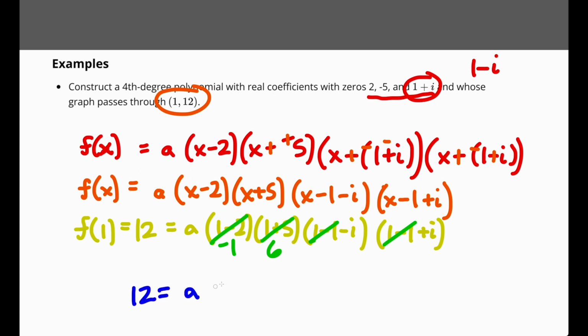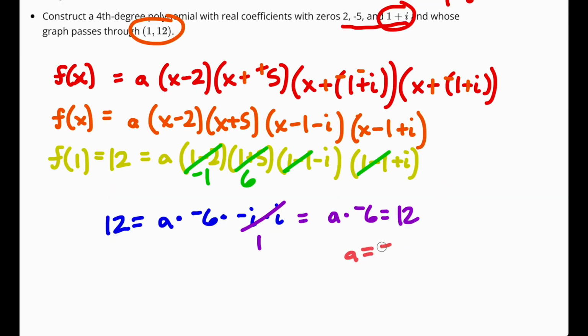12 is equal to a times negative 6 times negative i times i. Well, i times i, if you remember, is negative 1. So this is going to be a negative negative 1, which is just positive 1. And you're going to be left with a times negative 6 is equal to 12. So for this problem, a is going to be equal to negative 2.